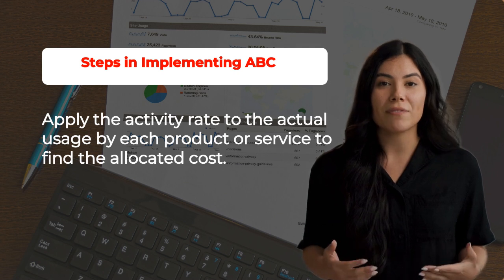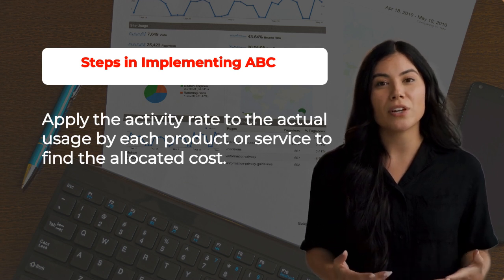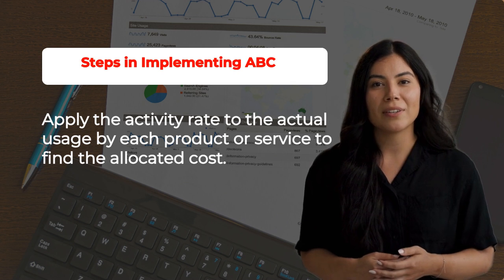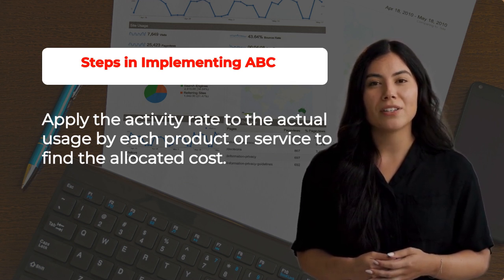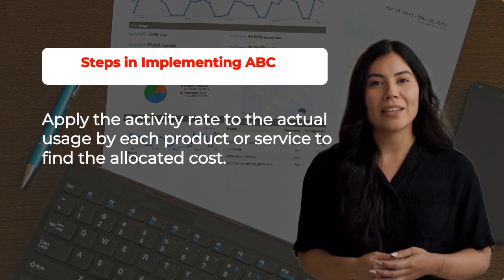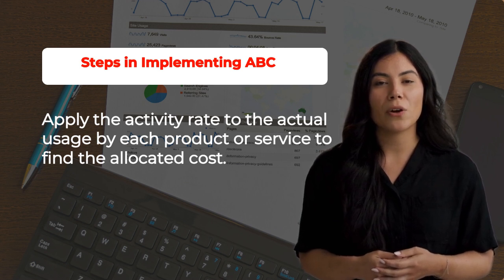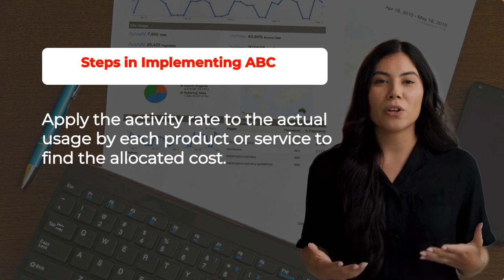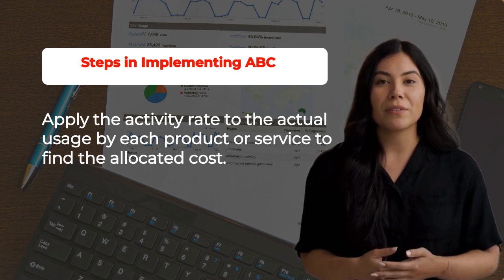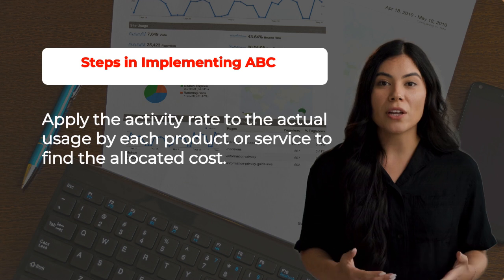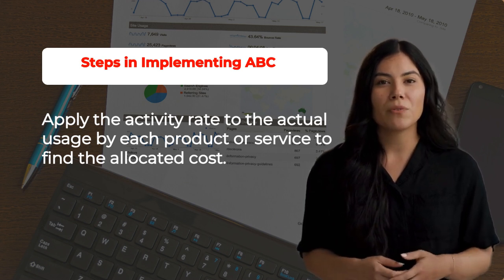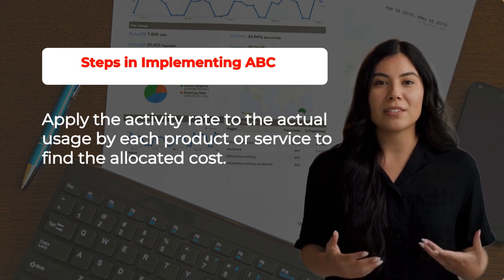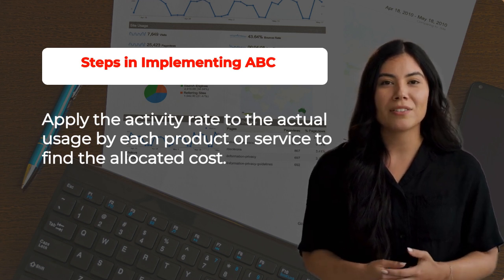3. Identify cost drivers. Determine what causes the cost of each activity to vary, e.g., number of machine setups, batches produced. 4. Calculate activity rates. Divide the total cost in each cost pool by the total number of units of the cost driver. 5. Assign costs to products or services. Apply the activity rate to the actual usage by each product or service to find the allocated cost.